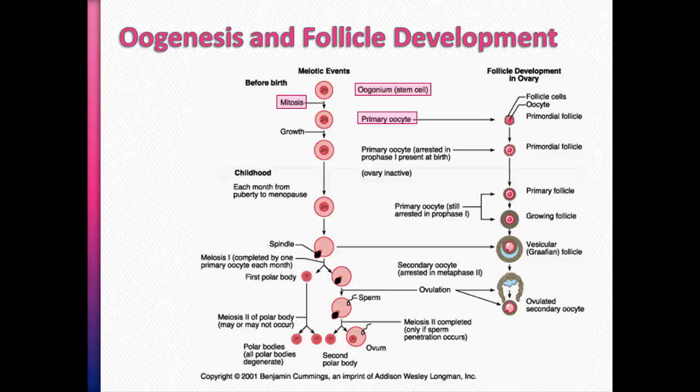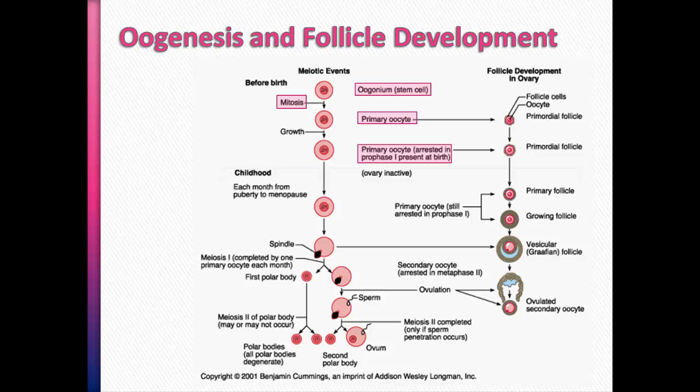The primary oocyte is housed inside a primordial follicle, which is just a single layer of cells around that primary oocyte. The primary oocyte then will begin meiosis 1 and gets arrested in prophase 1. And it's that way all the way at birth and even through childhood. By the time you're born, of those 7 million oocytes that started, only 1 million of them are left. The rest of them end up undergoing programmed cell death, or apoptosis. Of course, during childhood, the ovaries are inactive.